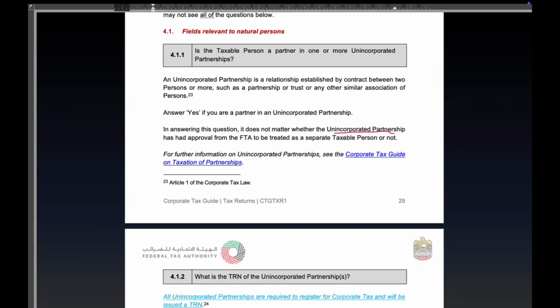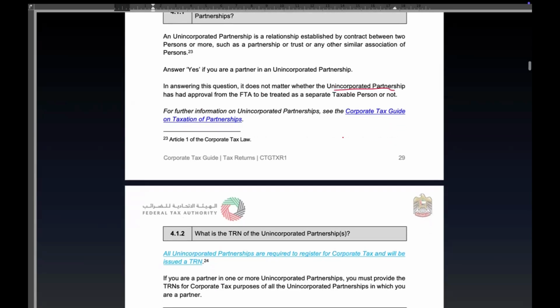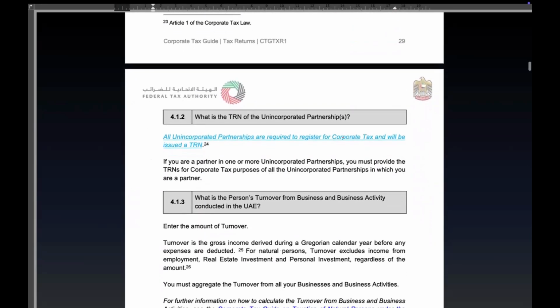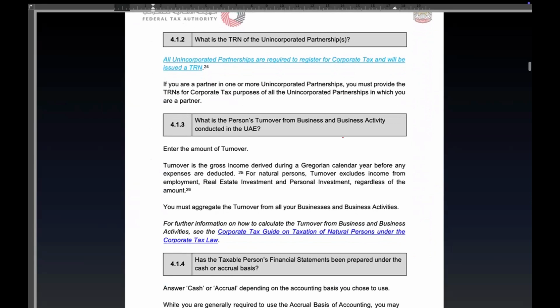Sorry, we should not consider the income from three categories, whether it is investment income, investment in the real estate, investment in the property, or salaried income. It will not be considered for the natural person. This is the important thing. Rest, this is not anything. Unincorporated partnerships are liable to register as well, and an unincorporated partnership will have the TRN.